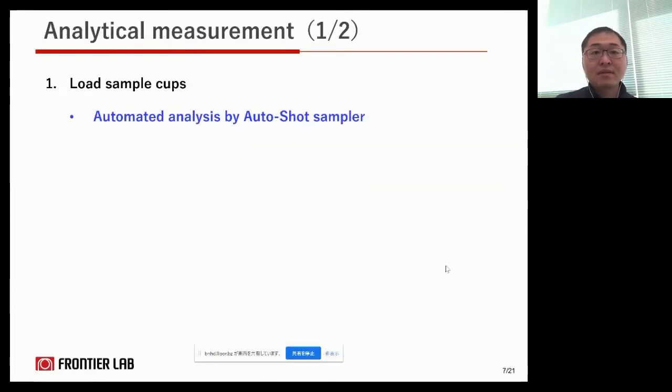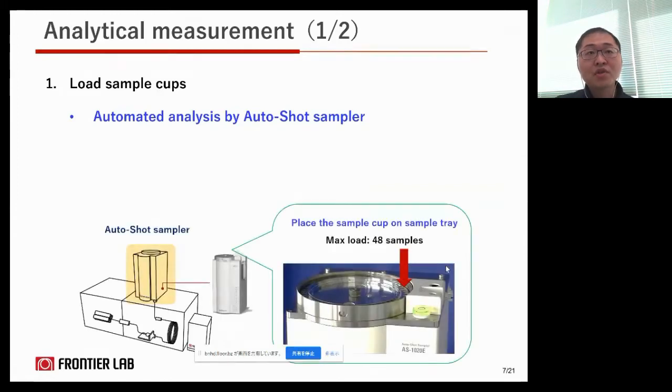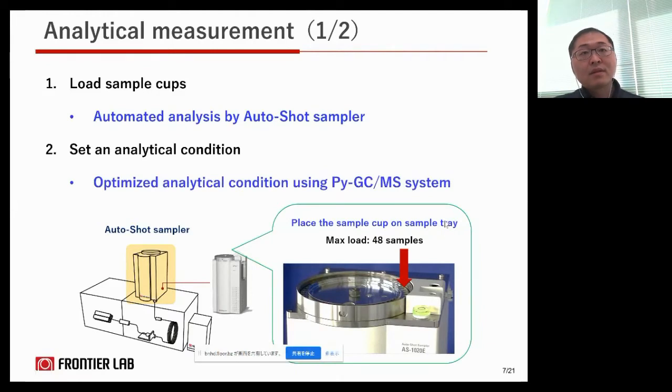All right, so the next is the analytical measurement. So you place a sample cup on a sample tray of the auto-shot sampler, as in the picture here. This is the auto-shot sampler. At the top, you can see the sample tray. So you place a sample in a sample cup here. You can load 48 samples maximum. Then next, you input analytical condition.